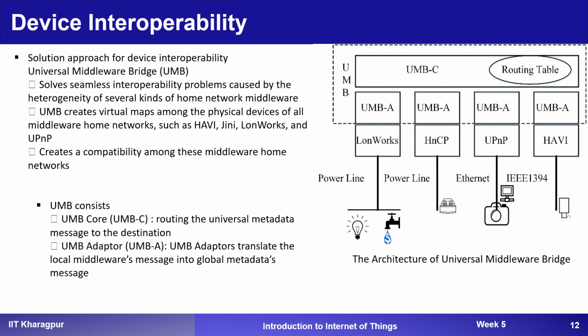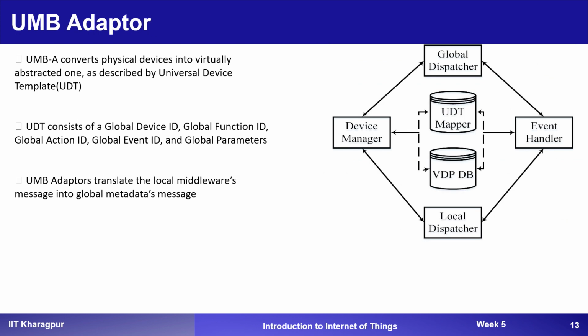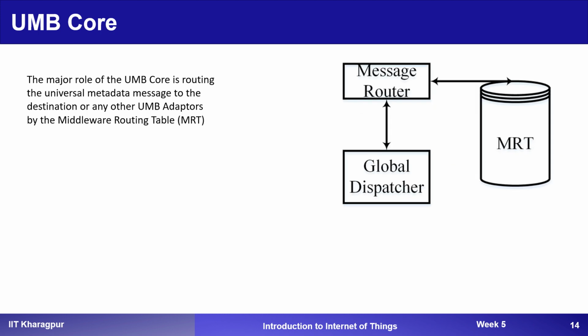In order to make communication between these devices possible, what we are going to do is place the UMB on top of these devices. Basically this adapter will sit on top of the protocols which are followed by these devices, and with its help it is going to create one unique standard which is followed by all the interconnected devices. So this UMB adapter converts physical devices into virtually abstracted ones, as described by the UMB device template. The UDT consists of global device ID, global function ID, global action ID, global event ID, and global parameters. The UMB adapter translates the local middleware's message into the global metadata message. So basically all the local messages are converted into global metadata messages, and with the help of this global metadata message, the other device is going to understand whatever is sent. Now the UMB core.